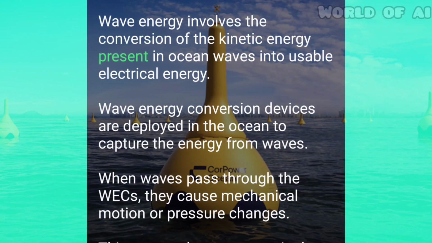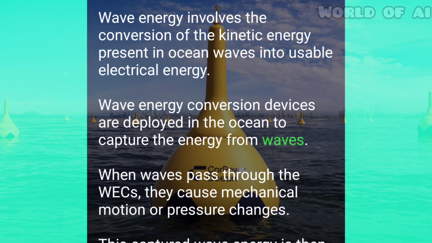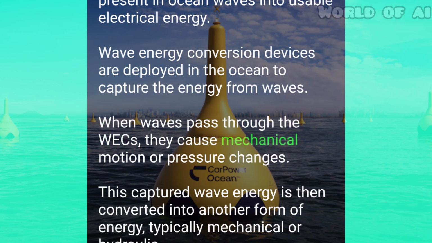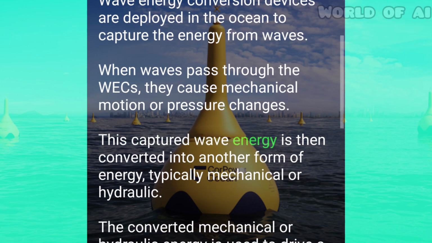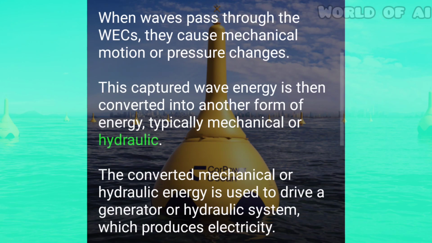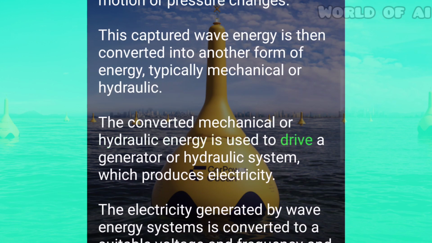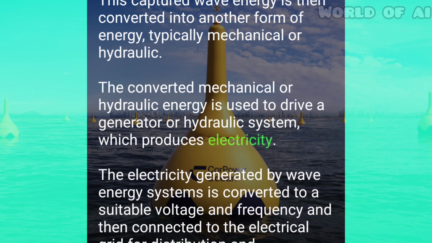Wave energy involves the conversion of the kinetic energy present in ocean waves into usable electrical energy. Wave energy conversion devices are deployed in the ocean to capture the energy from waves. When waves pass through the WECs, they cause mechanical motion or pressure changes. This captured wave energy is then converted into another form of energy, typically mechanical or hydraulic. The converted mechanical or hydraulic energy is used to drive a generator or hydraulic system, which produces electricity.